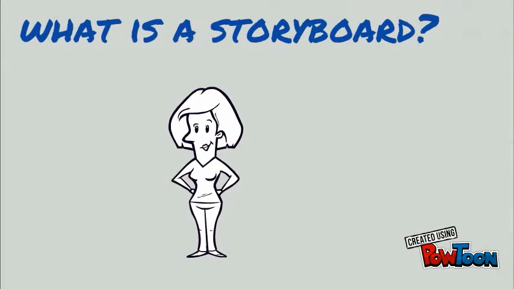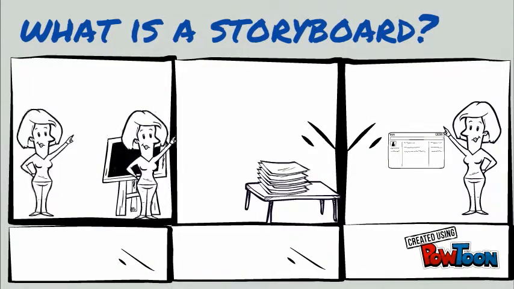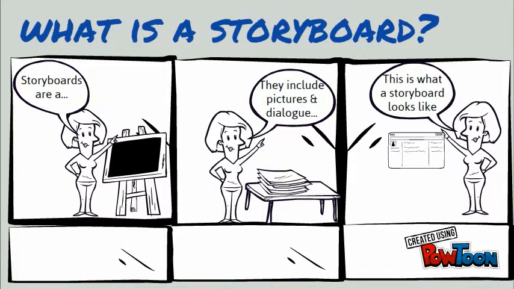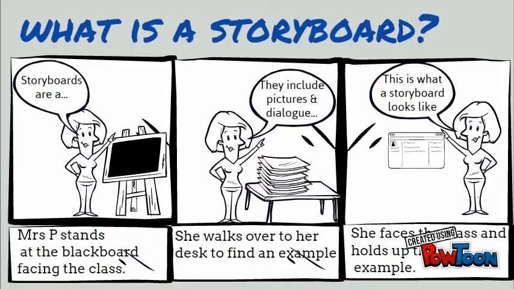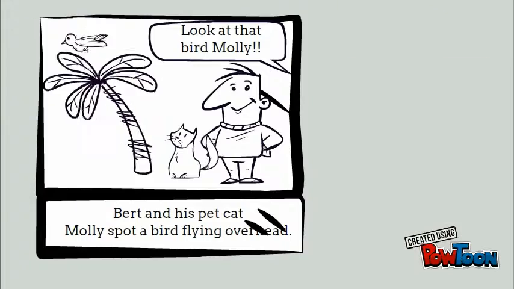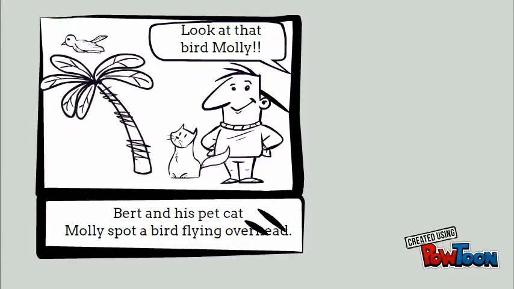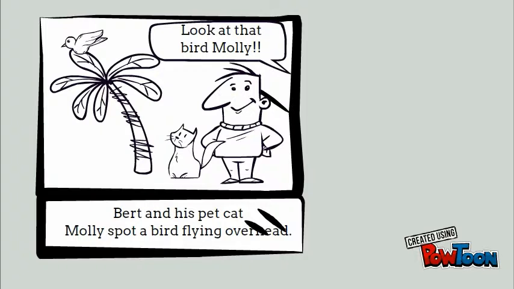Firstly, what is a storyboard? A storyboard is a visual representation of the elements to be included in a story. They include pictures and dialogue, narrations, or an explanation of what's happening in the scene, and are often represented as a comic strip. Okay, so storyboards are a plan or a blueprint of the story told scene by scene in chronological order. That means the order things happen.